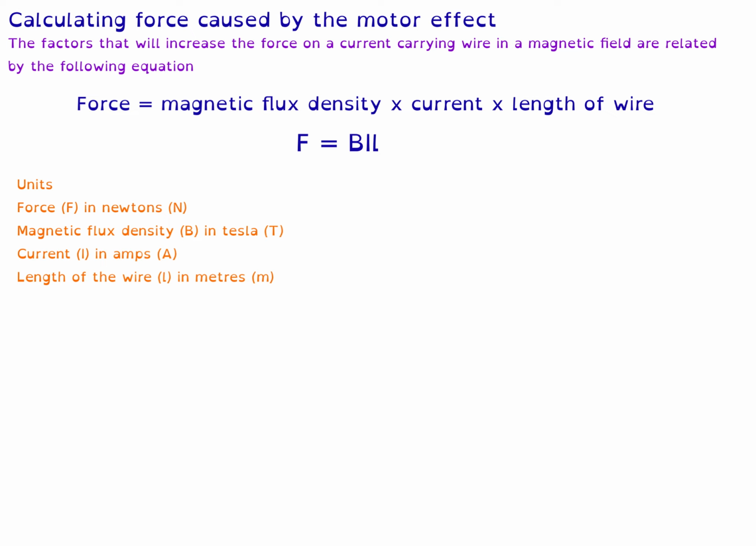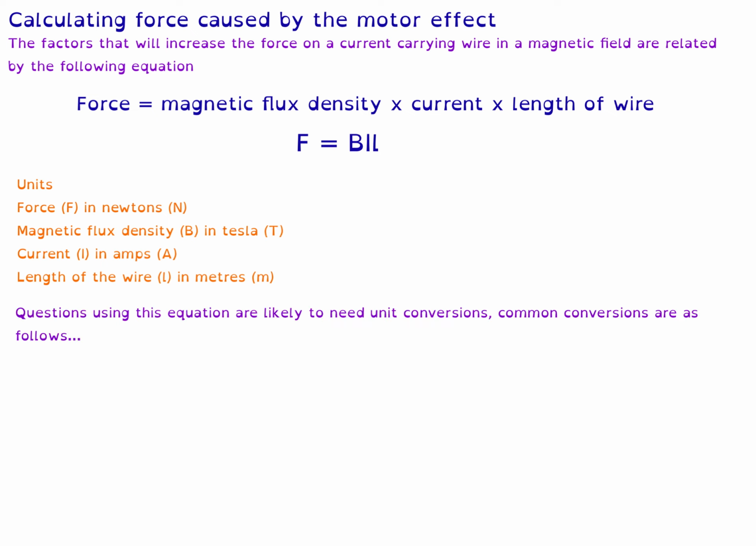Magnetic flux density, capital B, is in teslas, capital T. Current, I, is in amps, capital A. And length of the wire, lowercase l, is in meters, lowercase m. Questions using this equation are likely to need unit conversions. Common conversions are as follows.